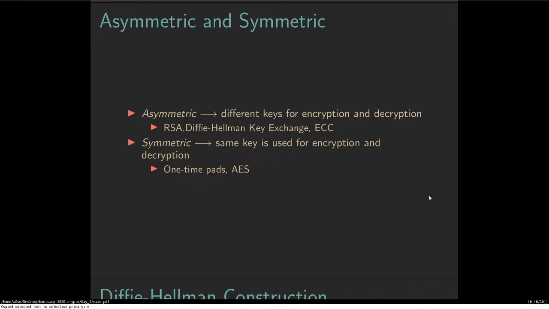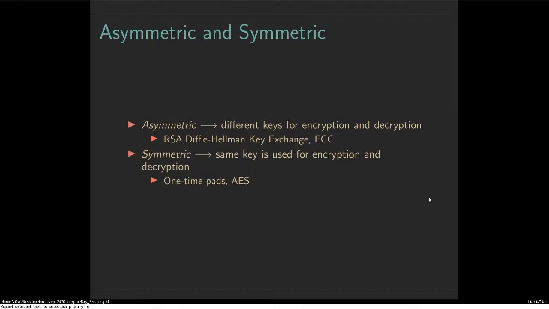As I said, asymmetric and symmetric cryptography are two classes of how a crypto system would work. In asymmetric, we have different keys for encryption and decryption, also called public and private keys. Examples of this are the Diffie-Hellman key exchange, RSA, El-Gamal, and elliptic curves. Likewise for symmetric, we'll be using the same key for encryption and decryption. That'll include one-time pads and AES.